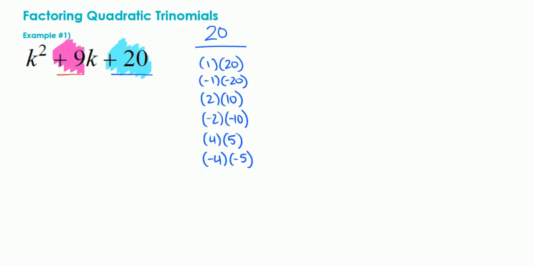Our next step is to go back through our list of numbers and figure out which pair of numbers added together will give us that positive 9 in the middle. So let's check. Well, 1 plus 20, that will give us 21. That's not 9, so those aren't the pairs of numbers we want. Next one is negative 1 plus negative 20. That will give me negative 21. Still not the positive 9 I'm looking for.